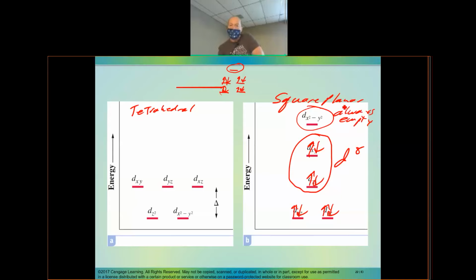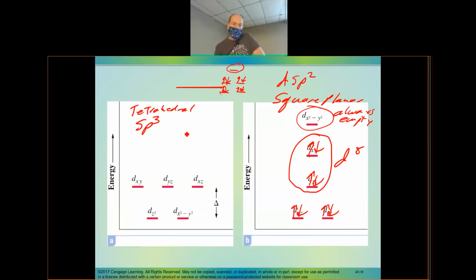the hybridization for your square planar is d sp2. Again, your coordination number is 4, so you only need 4 orbitals. Since that d orbital is empty, we use it, then we use an s, and then we use 2 p's. Your tetrahedral is the usual sp3. So a tetrahedral is always sp3 hybridized, and your square planar is always d sp2 hybridized.